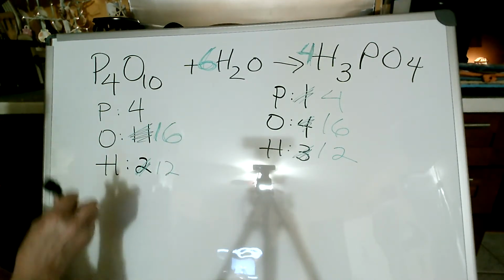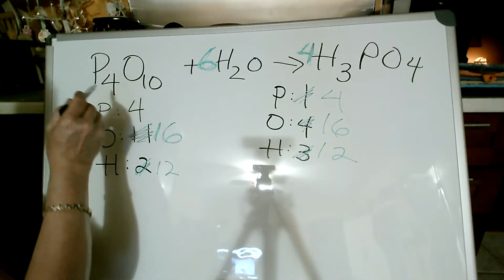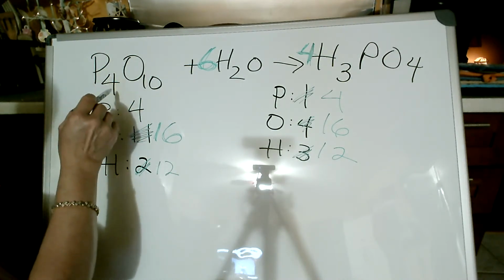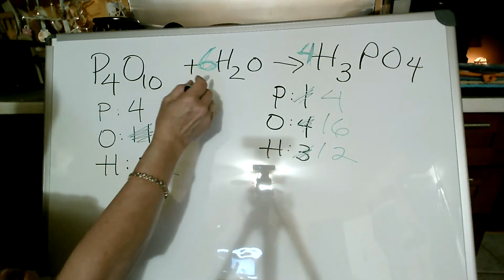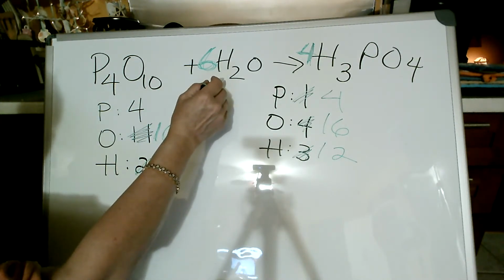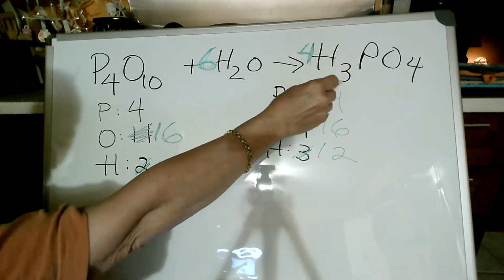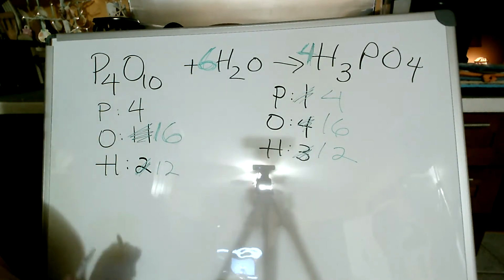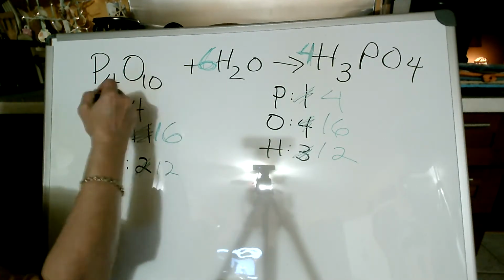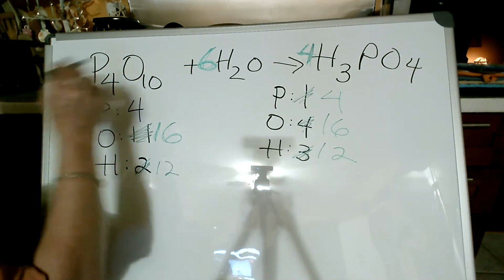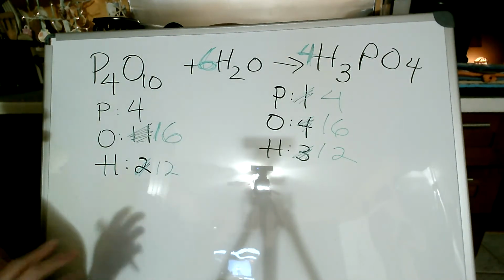We're done. So according to this equation, 1 molecule of tetraphosphorus decaoxide is going to need 6 molecules of water to react to form 4 molecules of phosphoric acid. So the balanced equation is as you see it now: 1, 6, and 4. Done.